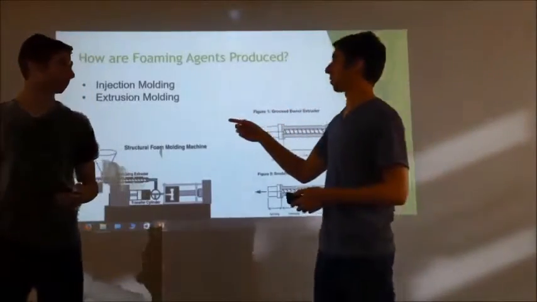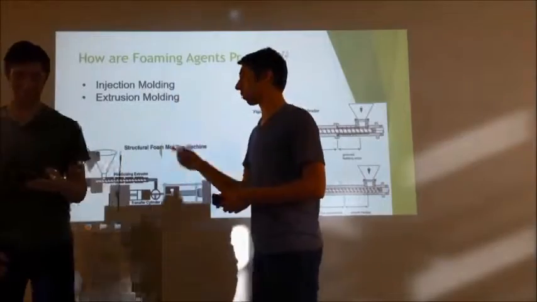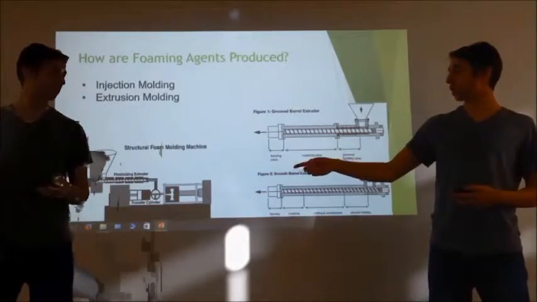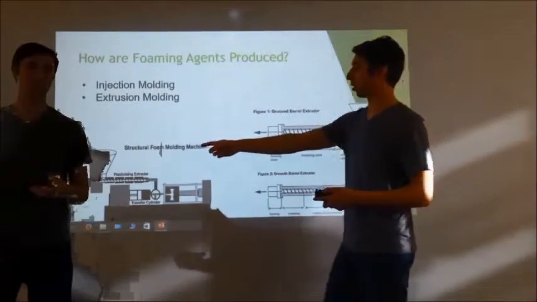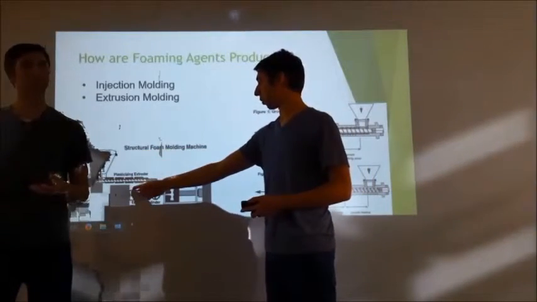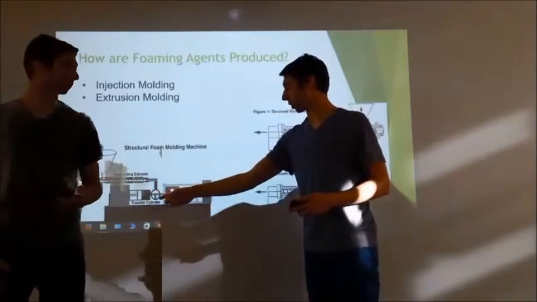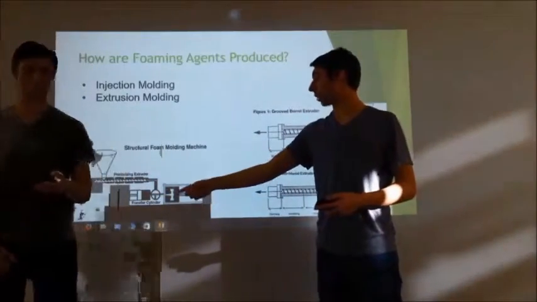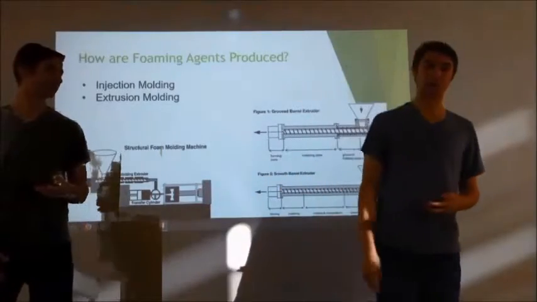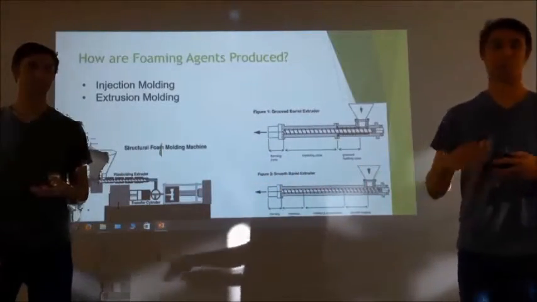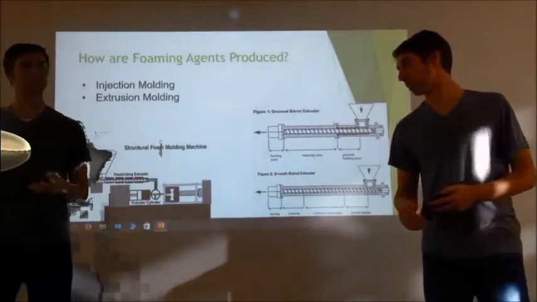We have two methods of producing foaming agents, one being injection molding, the other being extrusion molding. Illustrated on my left is the injection molder. You have material being dumped into a hopper, goes into a plasticizing extruder, which is a heated barrel, then into a transfer cylinder, and then it is injected into the mold. After a while, the material will cool down, it will shrink a little bit, and then when the mold is open, it provides for a nice release.